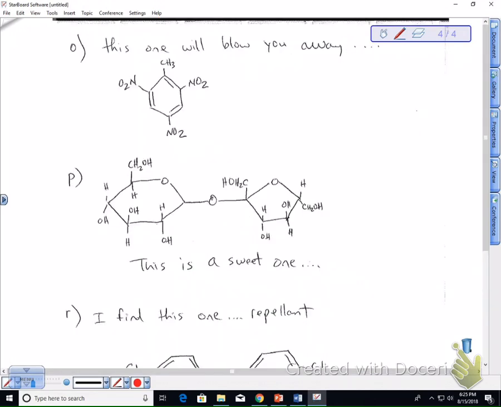All right, and then we have just 4 more, and these are the easiest ones on here. We have a benzene molecule with some NO2 groups. This one will blow you away. I'll give you 5 seconds. 1, 2. Oh, most of you are probably already done. This is TNT.